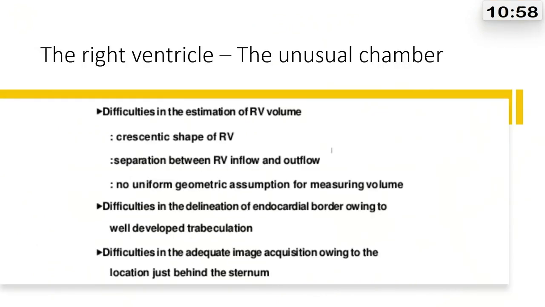This would lead to some difficulty in estimation of the RV volumes because it is rather crescentic in shape, with separation between the RV inflow and outflow, and we have no uniform geometric assumption as we have in the left ventricular volume assessment. Also, there is some difficulty in delineating the endocardial border owing to the well-developed trabeculations, and difficulty in adequate image acquisition owing to the location just behind the sternum.